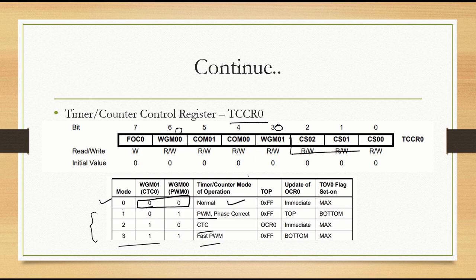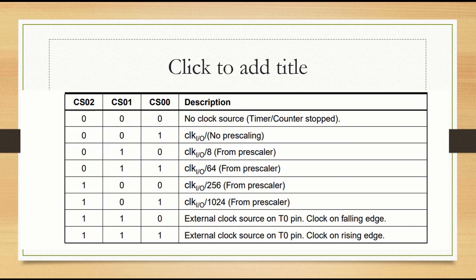And apart from that, these are 3 first bits which are used to set the prescaler. These are the different options for prescaler. For 000, no clock source, timer counter will be stopped. For 001, clock, no prescaling, 010, clock divided by 8. And for this option, 64, 256, 1024. So we have different prescaler options from no prescaling to 8, 64, 256, and 1024.